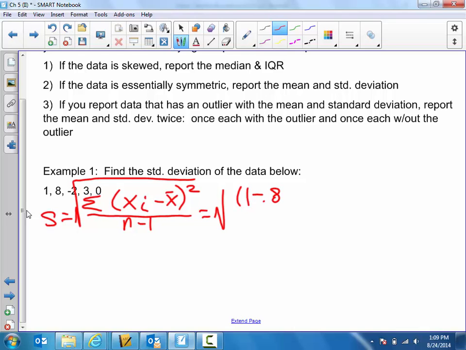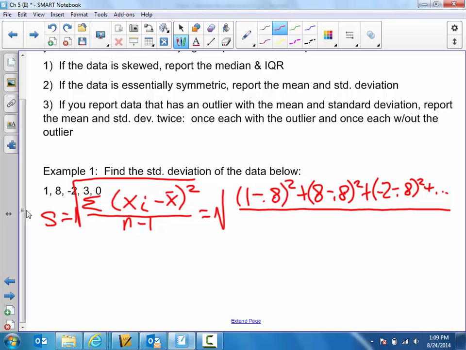The square root of: the first data value is 1 minus the mean of this set, which is 0.8. You could get that by adding them up and dividing through by 5. You'd square this, plus (8 minus 0.8) squared, plus (negative 2 minus 0.8) squared, and so on and so forth. You'd have (3 minus 0.8) squared and (0 minus 0.8) squared added into that numerator, divided through by, notice that it's n minus 1.